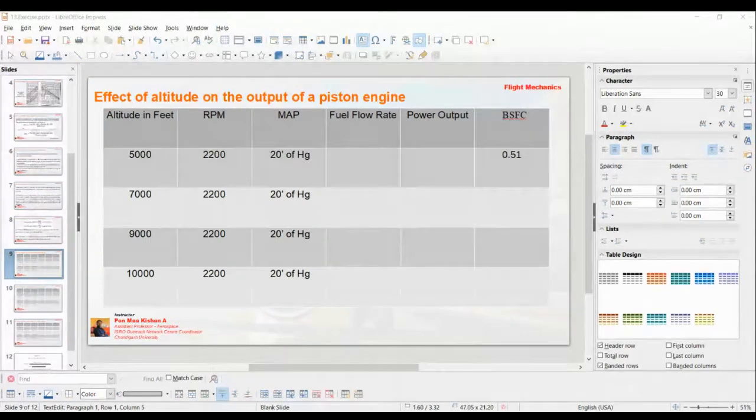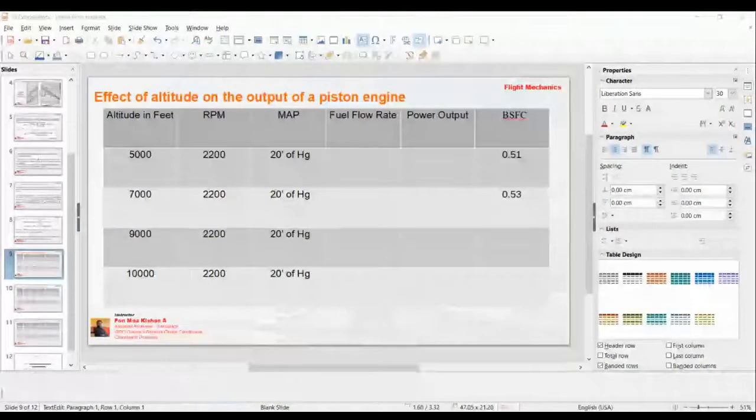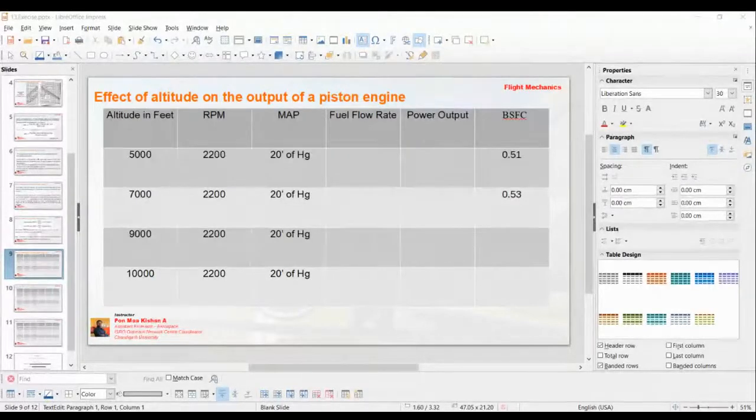0.53 for 7,000, good, good. So kindly others also check the answer whether you are getting the same. Kindly give the answer in the poll or chat. Even a few of you have not solved for 5,000 itself.